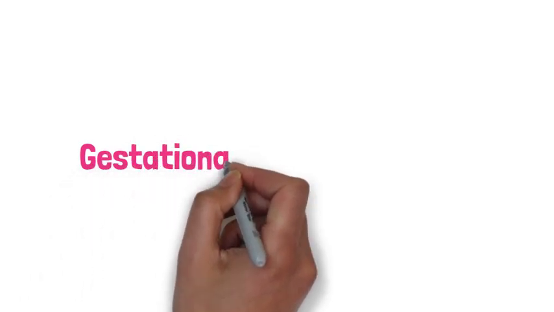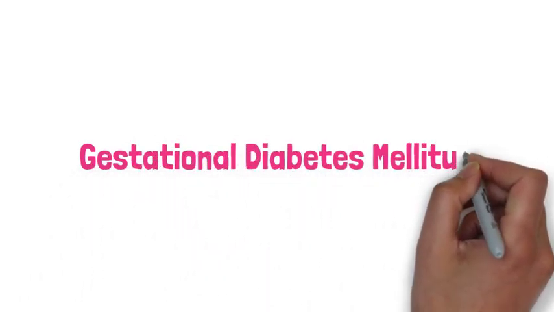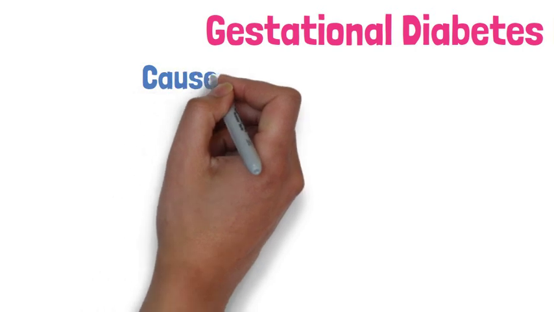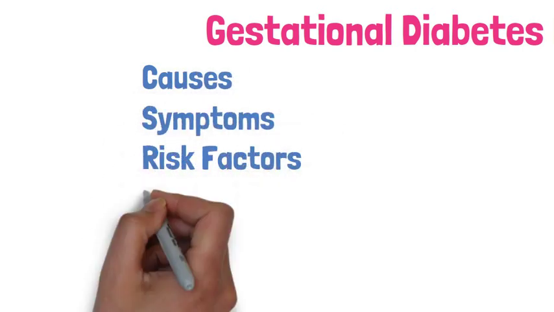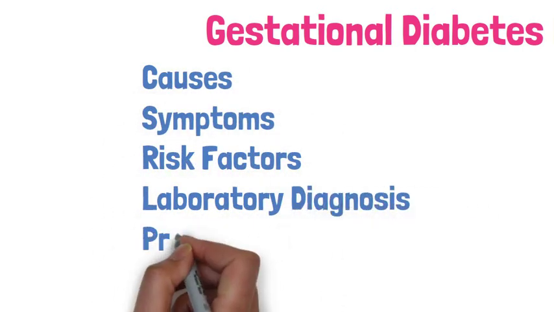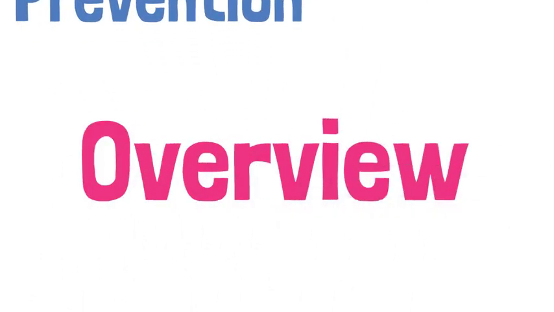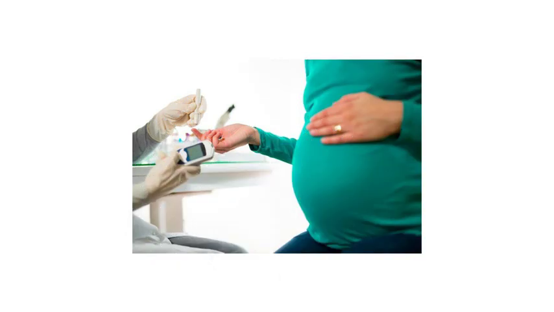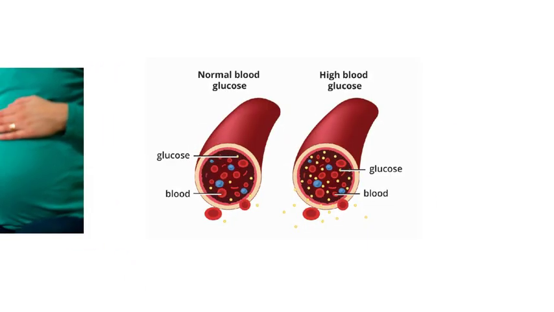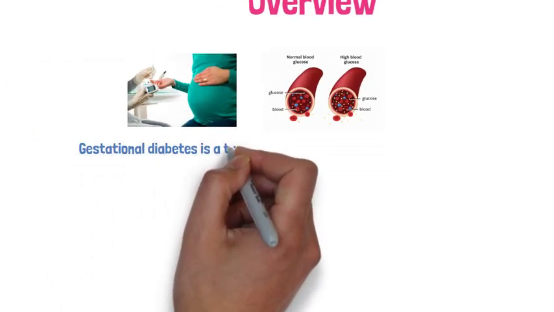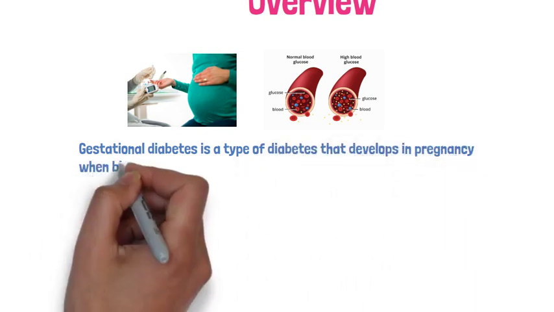In this video, we will study gestational diabetes mellitus. We will also discuss causes, symptoms, risk factors, laboratory diagnosis, and prevention of gestational diabetes mellitus. Overview: gestational diabetes is a type of diabetes that develops in pregnancy when blood sugar levels get too high.